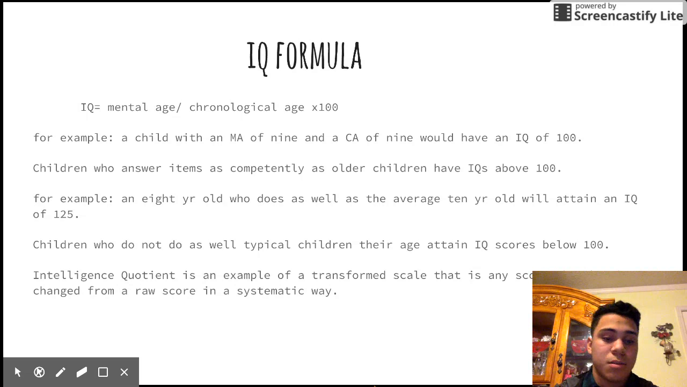Intelligence quotient is an example of a transformed scale, which is any score that has been changed from a raw score in a systematic way.